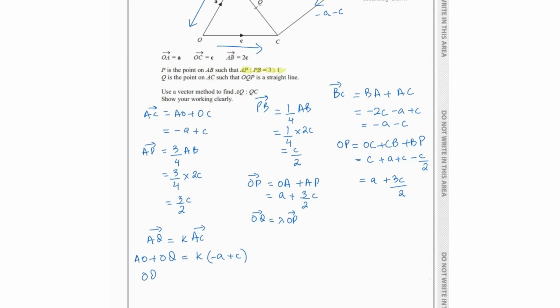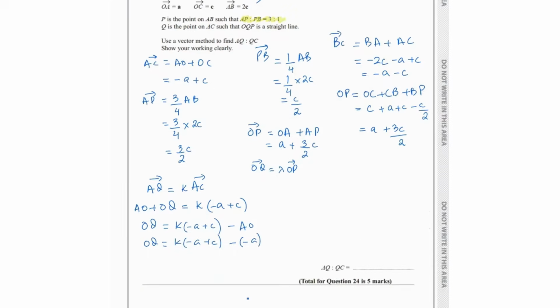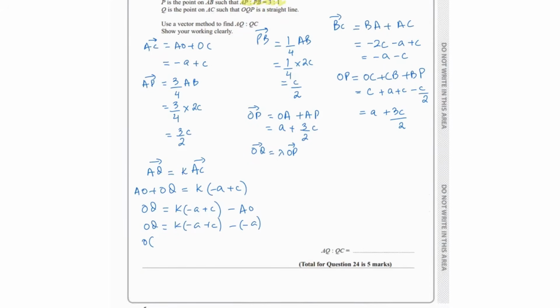So if I make OQ the subject again, because I mentioned I'm going to make two equations for OQ, I'm going to use that. So that's going to be K times negative A plus C minus AO. AO is negative A, so K times negative A plus C minus negative A. So that becomes plus A. Okay, so we have one equation for OQ, which is over here, and then we have this.